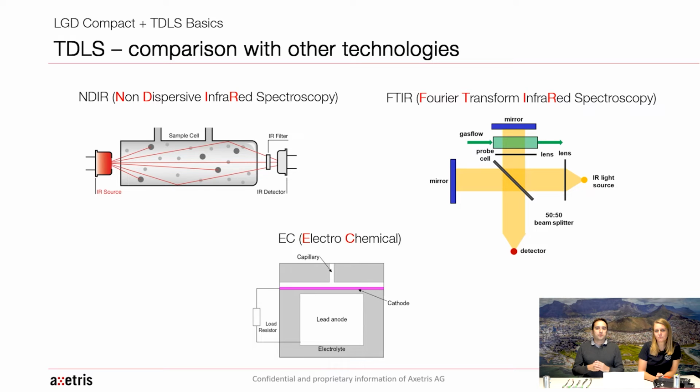Here it is more a chemical reaction that you measure, happening between the gas of interest and the membrane, and you then measure the change in voltage between the cathode and the anode. These are our three examples of other technologies or techniques to measure gas.